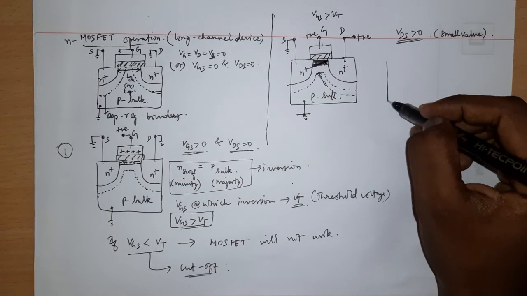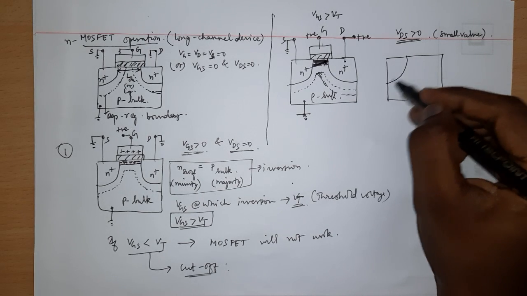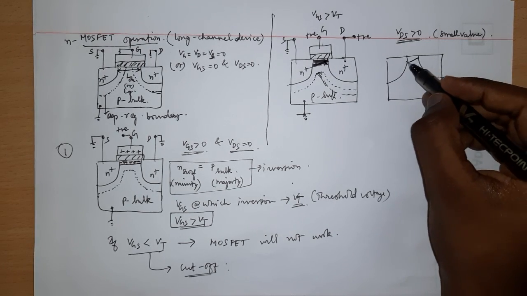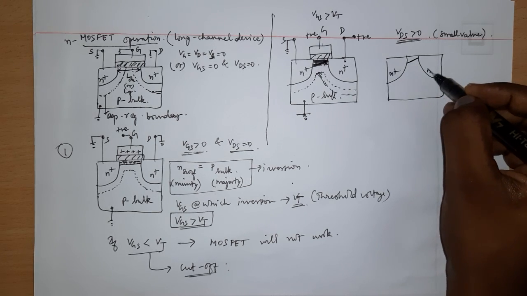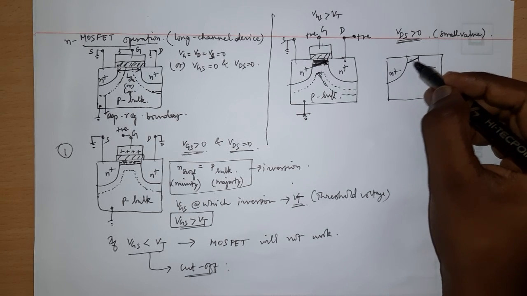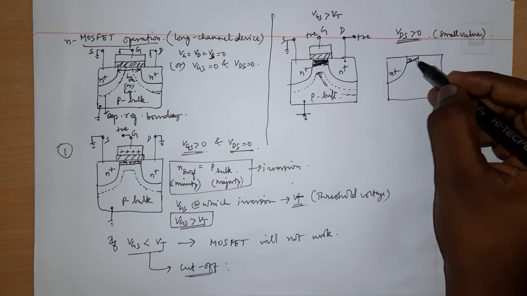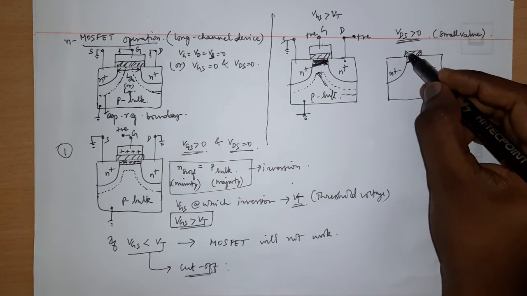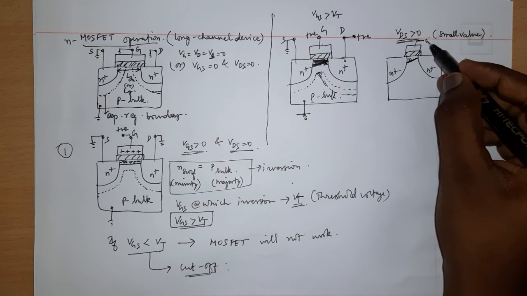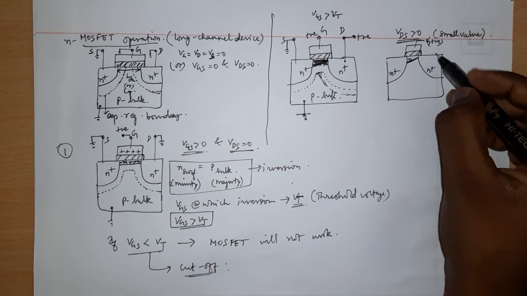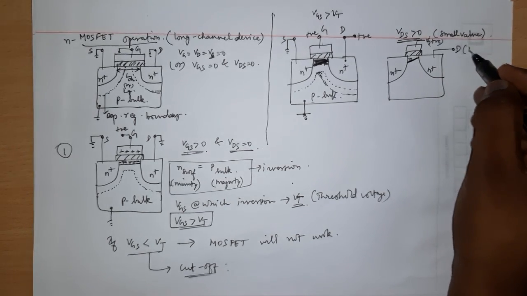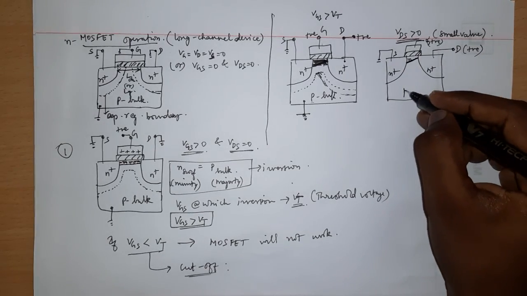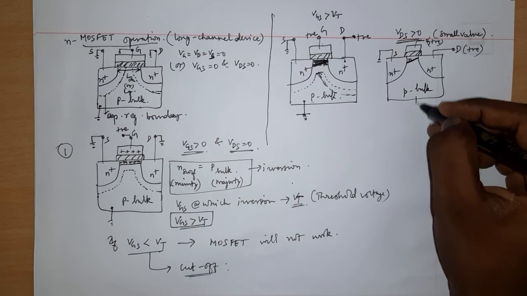Okay, so let me again draw it here. So you will have a situation like this. This is n plus, and this is the inversion region or the n region, which is having a slope like this. Okay, so what does it mean? This is the gate, which is positive, and this is the drain, which is also positive, and this is grounded. This is source, this is grounded, and P bulk, this is also grounded.